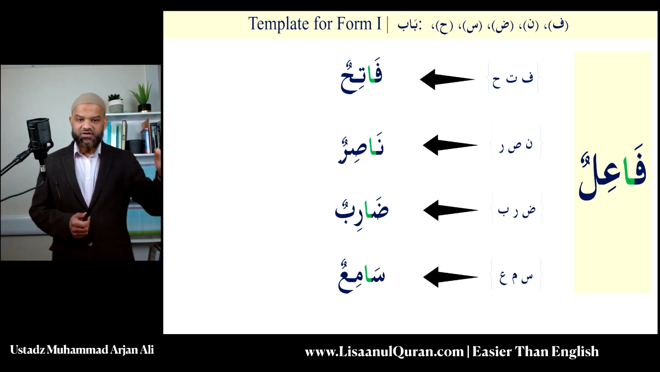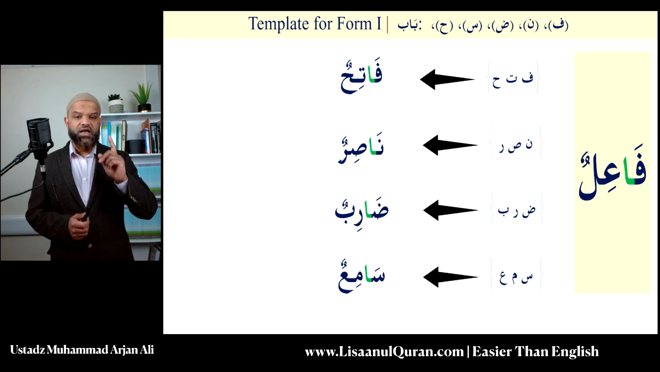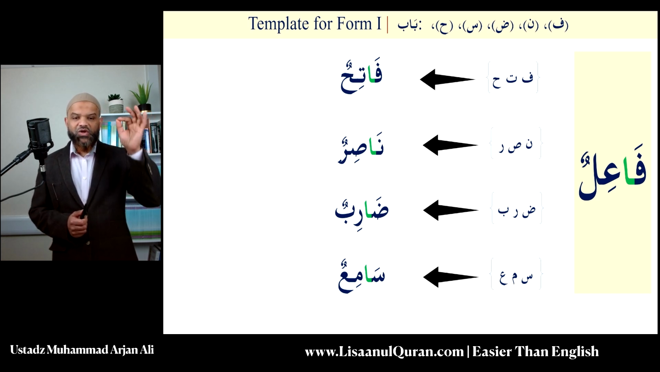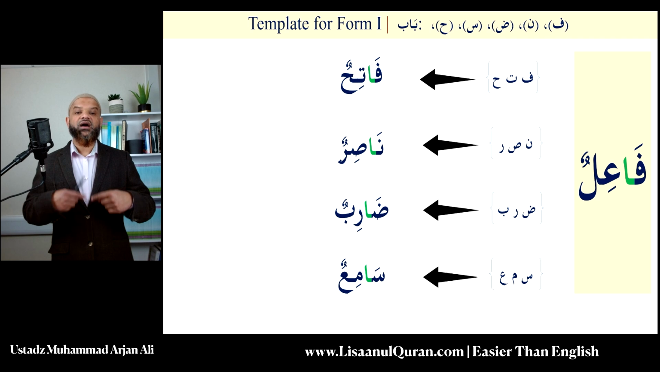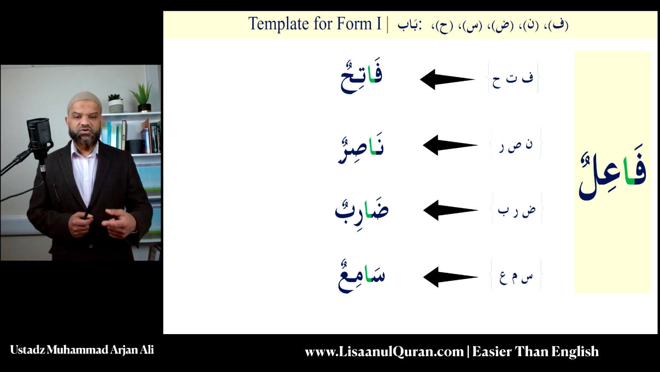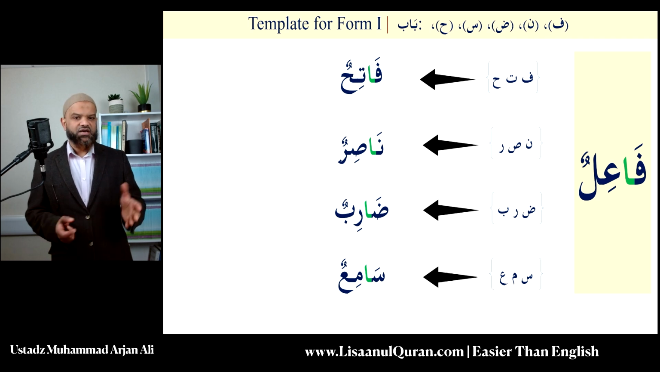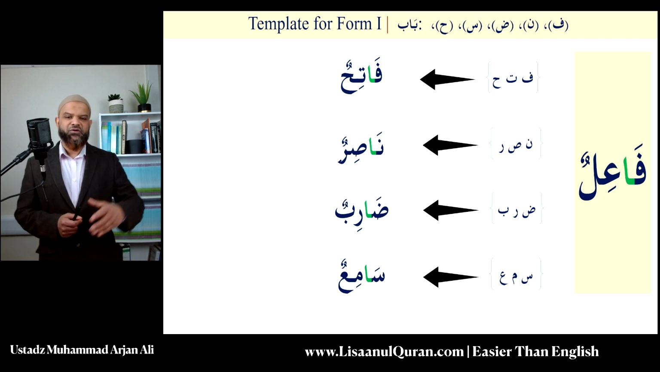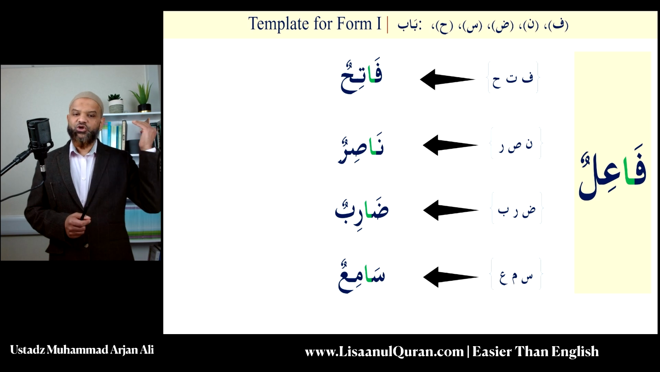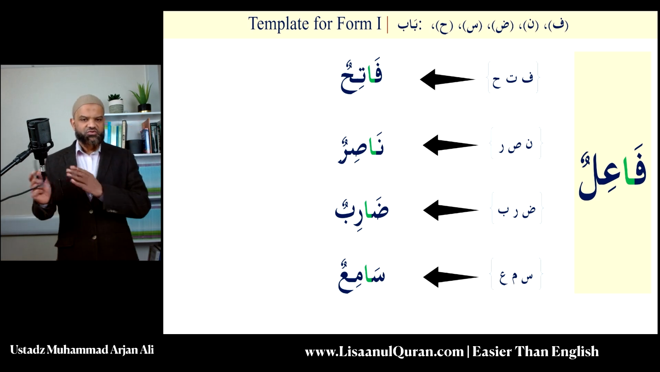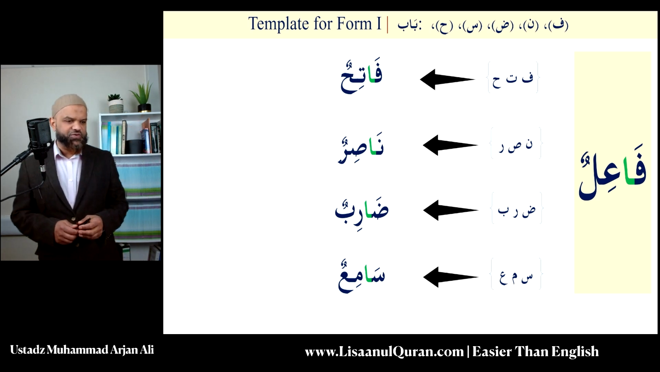For every verb on these patterns, you will have one active participle, which will always follow the fa'ilun pattern. So fatihun, nasirun, daribun, sami'un. Again, I can give you the feminine. You should be able to recognize the feminine. You should be able to recognize the dual. You should be able to recognize the plural, provided you followed the steps all the way through, inshallah ta'ala.